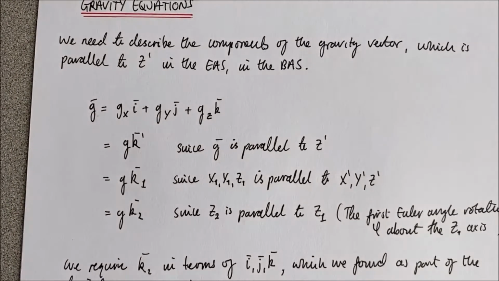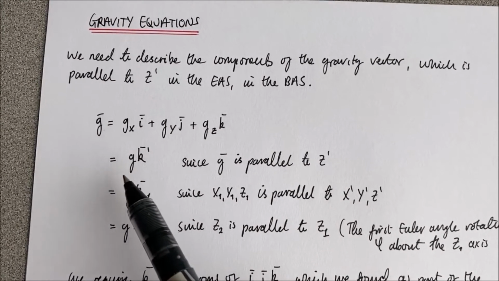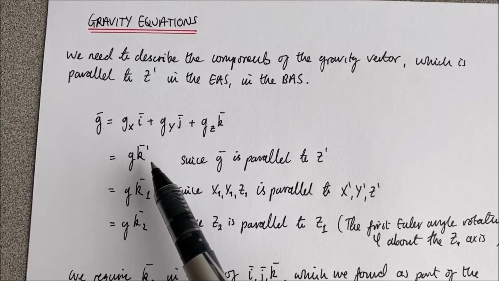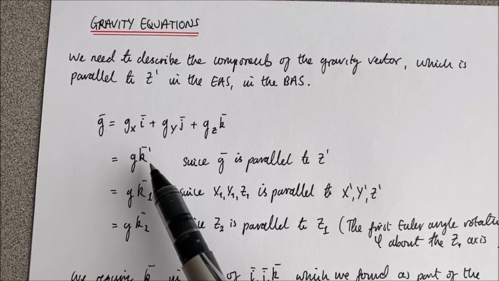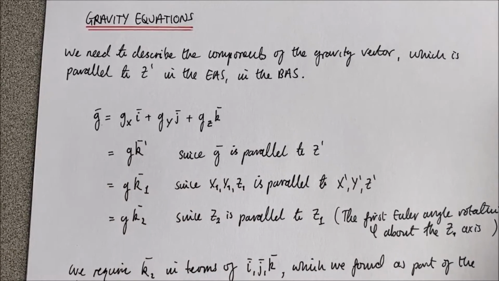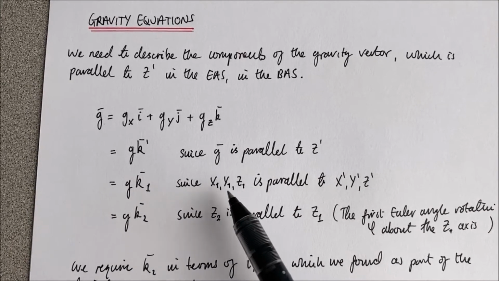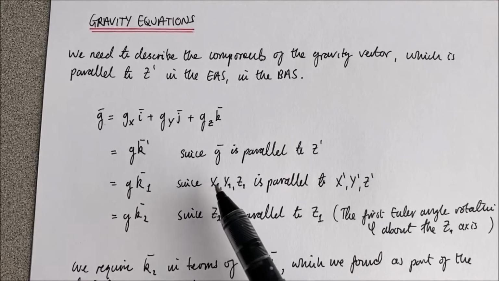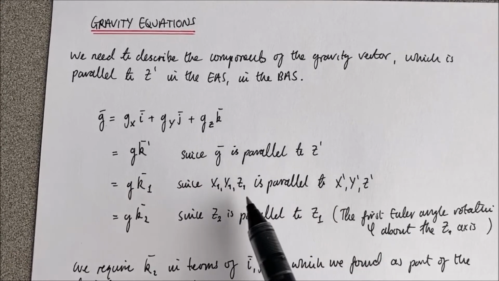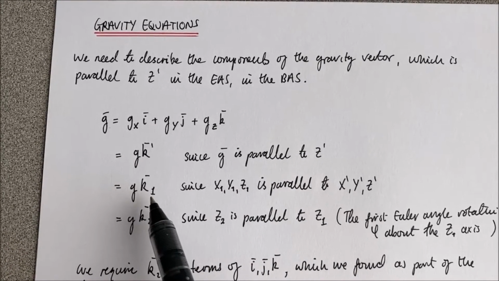So from the definition of our gravity vector, we can write this first line here as just the gravity component multiplied by the unit vector in the z dash direction, because we say that it's parallel. And then from our definition of the subscript 1 coordinate system, since we said that we defined that to be parallel to the Earth axis system, we can say that this is the same as this.